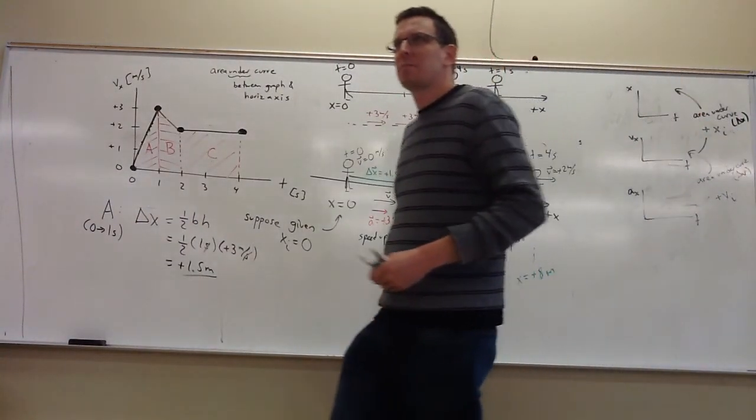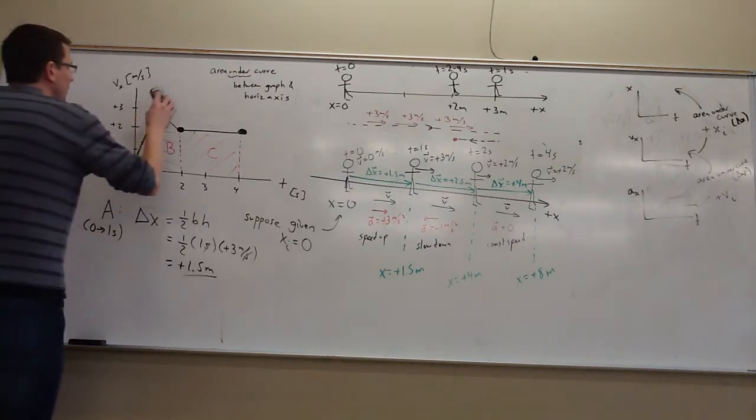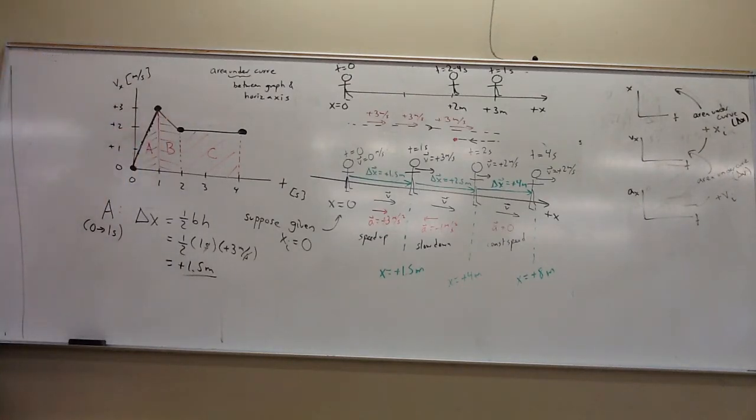Make a graph of the position versus time. So this will be the trickiest graph that you see. It's the most complicated thing that you're going to see because it's the only one that can be curved. Let me show you.